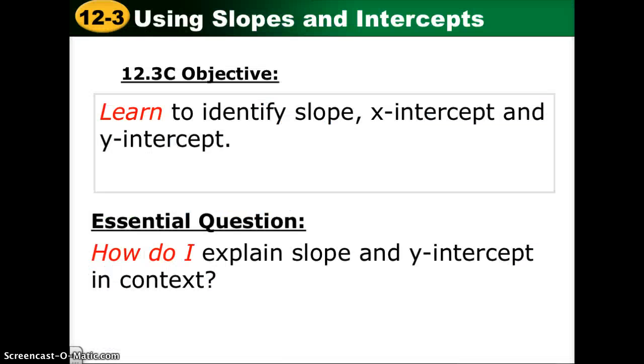We've made it to Chapter 12, Section 3C. Our objective in this section is to learn to identify slope, x-intercept, and y-intercept. Our essential question: how do I explain slope and y-intercept in context?